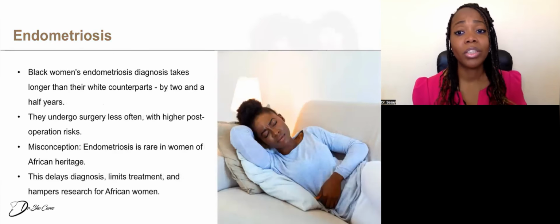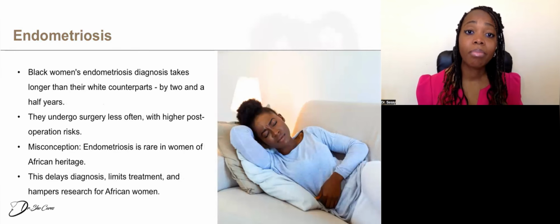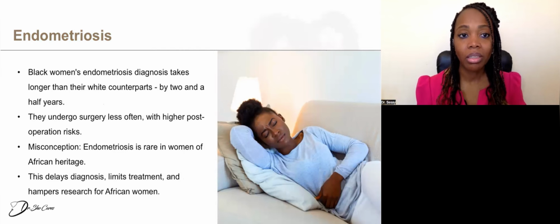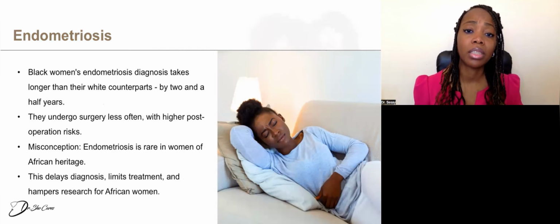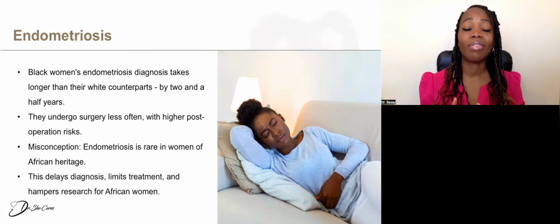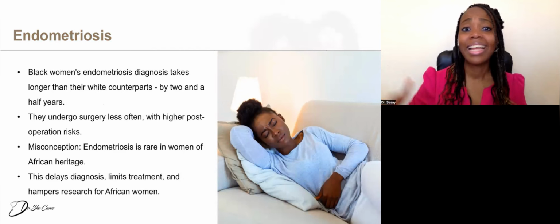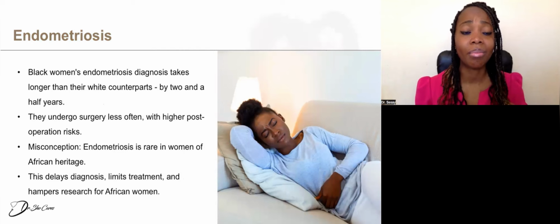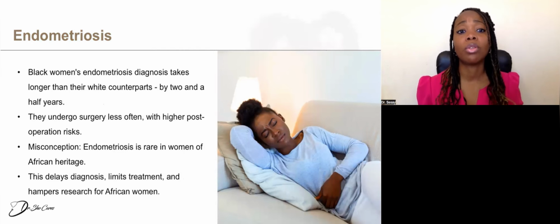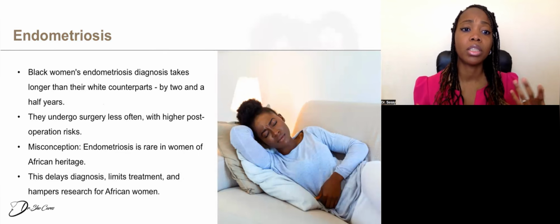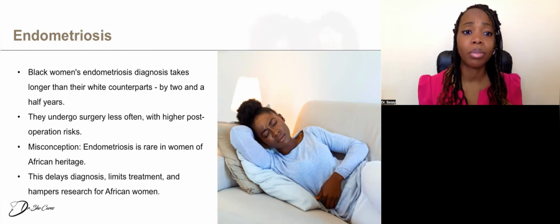Now, when we talk about endometriosis in Black women, unfortunately, we already know that it takes longer. It takes even longer in Black women compared to their white counterparts, by 2.5 years. So if I have already said that it can take 8 to 10 years, add 2.5 years to that. Imagine someone struggling with pain for that length of time. Unfortunately, we undergo surgery less often. And when we do get the operation, we have much more post-operation risks, so complications that happen because of the surgery.